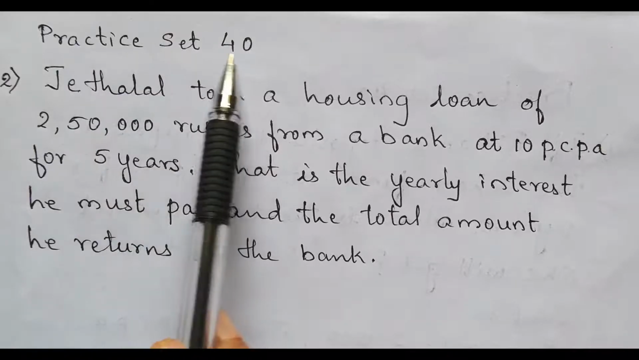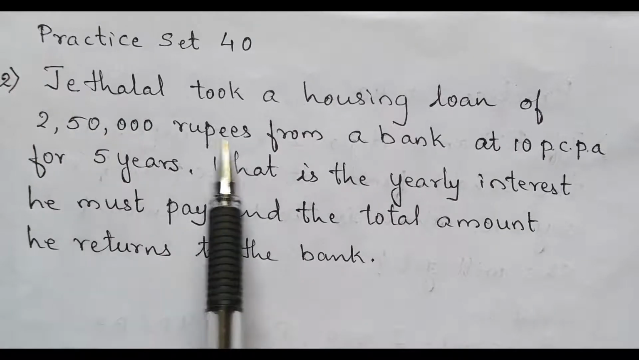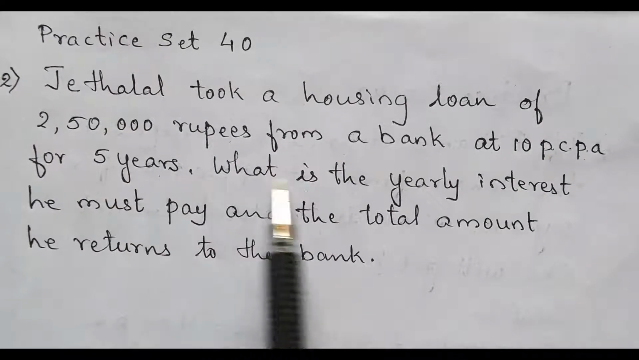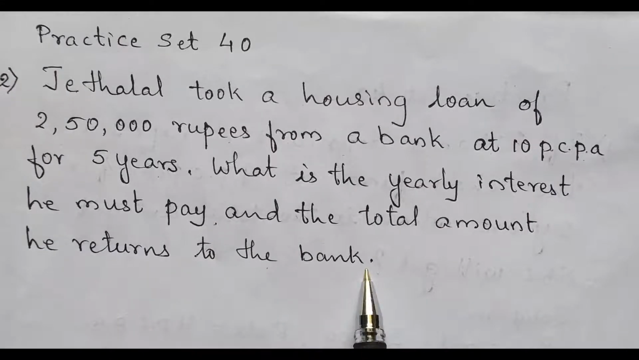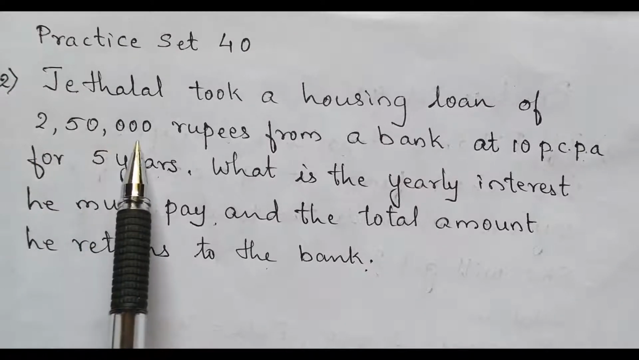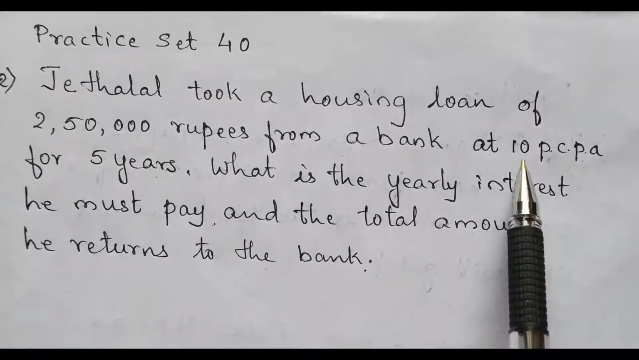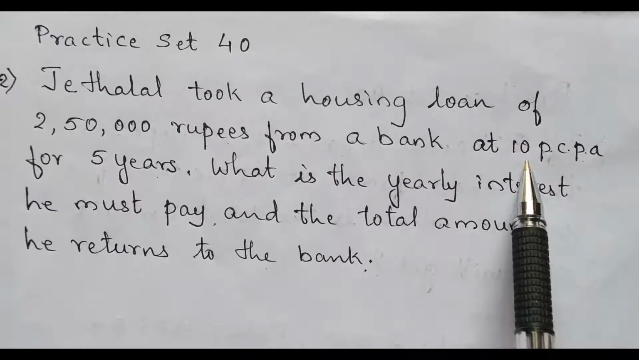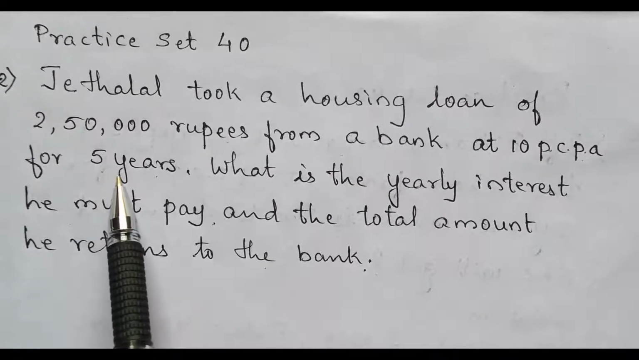Let's see practice set 40, question number 2. Jethalal took a housing loan of 2,50,000 rupees from a bank at 10% per annum for 5 years. What is the yearly interest he must pay and the total amount he returns to the bank? Jethalal took 2,50,000 as the loan, so this is going to be his principal. Now 10% per annum, what is that? It is the rate of interest. What is the time for which he borrowed? 5 years. So we can calculate the interest.